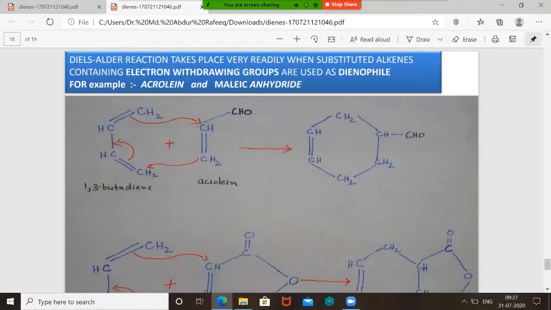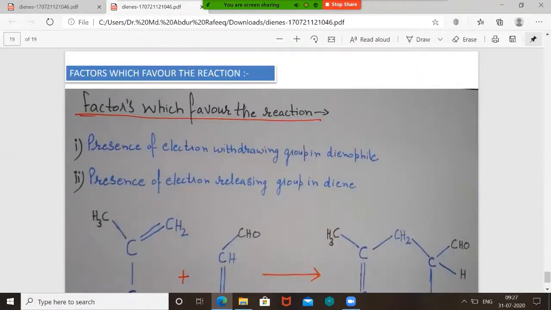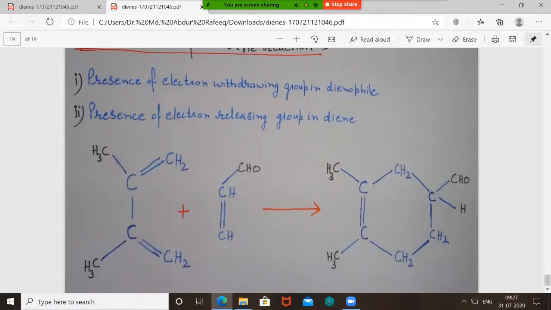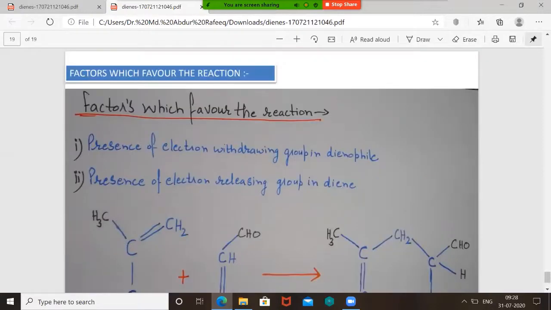The Diels-Alder reaction takes place very readily when substituted alkenes containing electron-withdrawing groups are used as dienophiles. Suppose you have electron-withdrawing groups like the CHO group, acrolein, maleic anhydride. You are getting this substituted product. If electron-withdrawing groups are present, you are getting this compound. And electron-releasing groups may be present here, in substituted 1,3-butadiene.